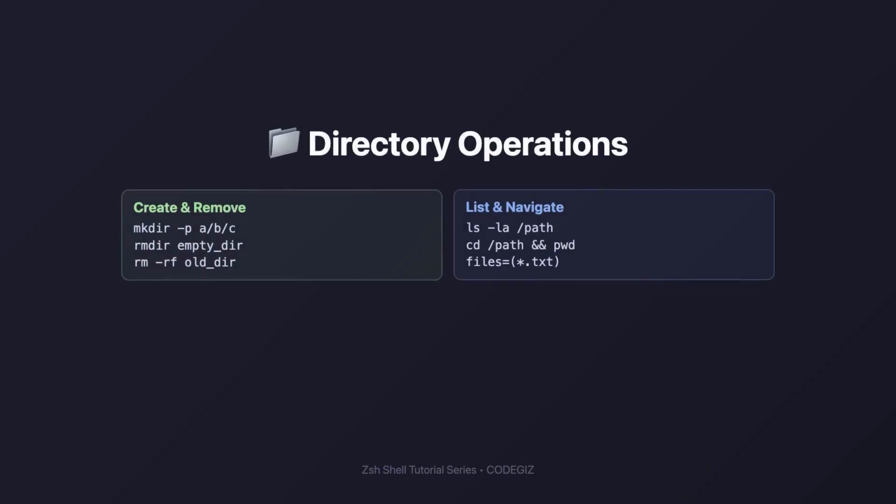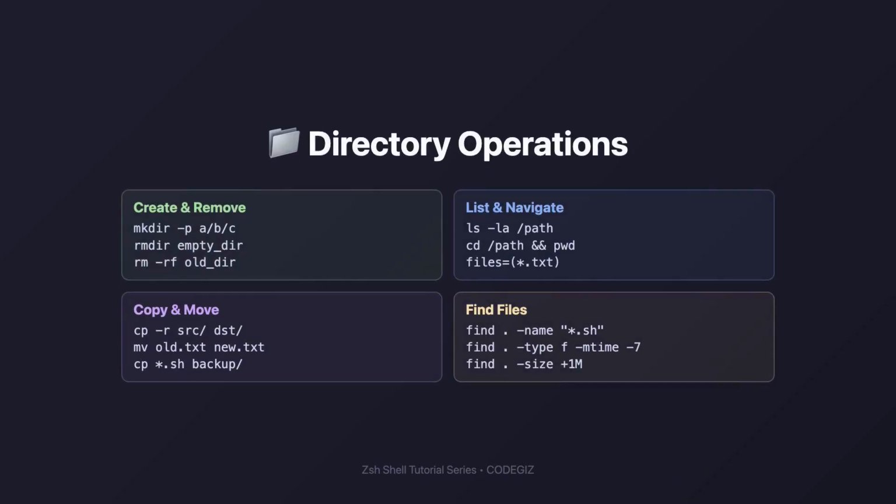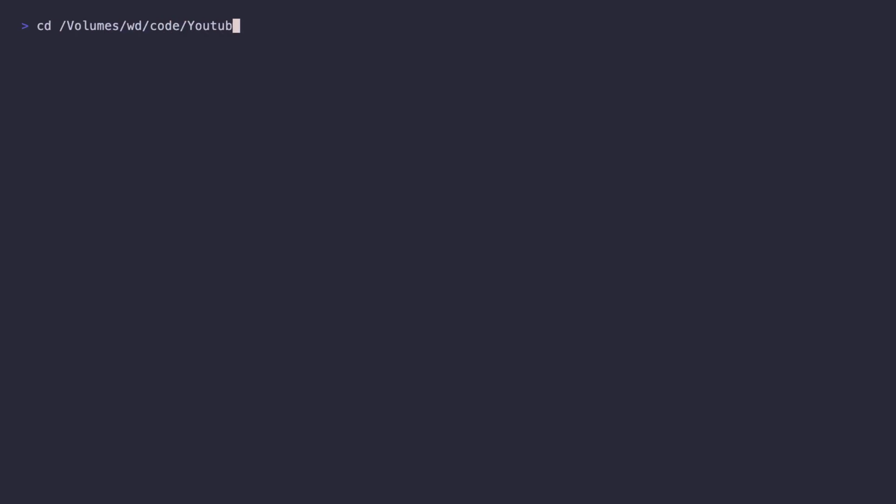Directory operations organize files into a structure. mkdir -p creates nested directories in one command. cp -R duplicates entire directory trees. Glob patterns like double-star match files recursively. Let us create a script for directory operations.